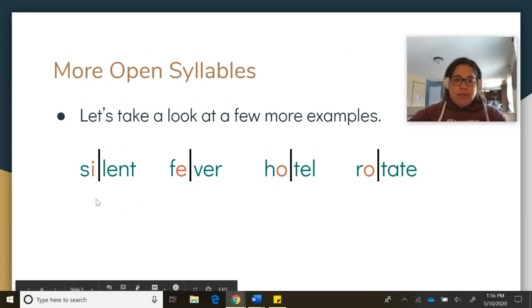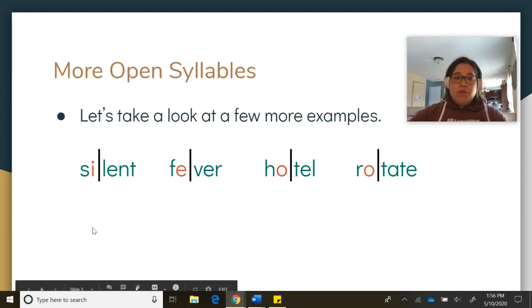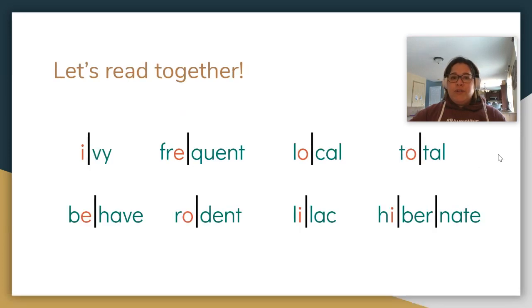Let's try some together. I have our open syllables labeled here with the red being our vowel sound to get your brains to remember that that's our long vowel sound for our open syllable. Sound out the syllables with me. Silent. Next one. Fever. Next one. Hotel. Next one. Rotate. Good. Now your turn to read some.